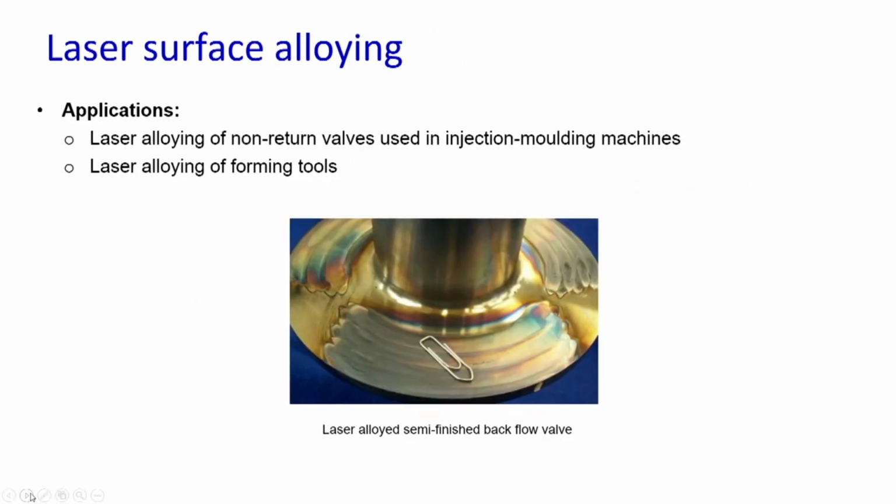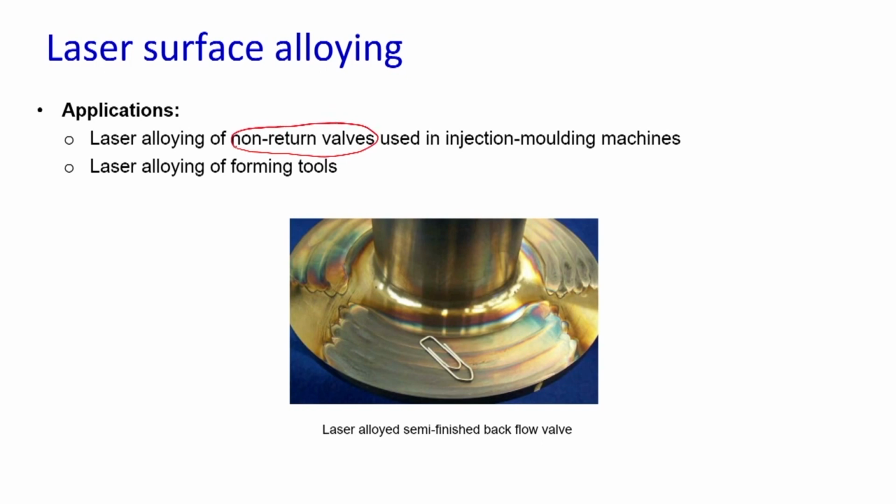Now, let us see what are the various applications of laser surface alloying. The LSA is providing a very prominent application in repair and maintenance of critical parts. For example, the non-return valves of injection molding machine, which are very critical, but due to the continuous utilization of these non-return valves, there may be wear and tear, and we can apply the required coating by using lasers, and we can save that particular non-return valve, we can enhance its life.